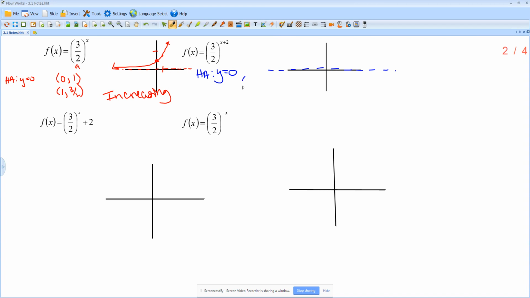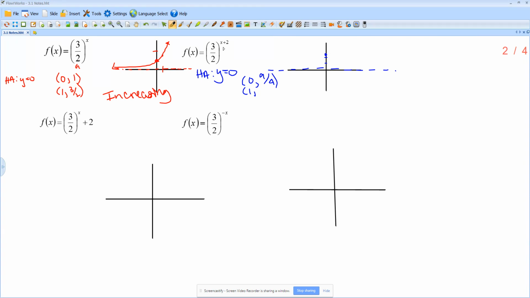In terms of my coordinates, you can still think about substituting in 0 and 1, even though this isn't a basic function. If I were to substitute 0, I'd get 3 halves squared. So I'd have 3 squared, which is 9, and 2 squared, which is 4. So 0, comma 9/4, which is a little bit above 2.